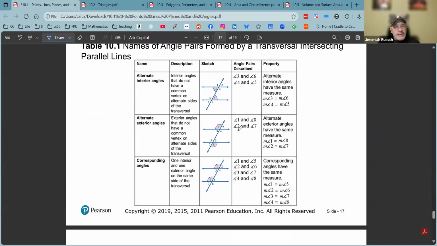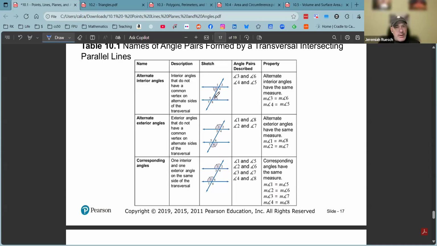This is a lot of stuff at once, but it's helpful to think of the pictures. Alternate interior: alternate means they're flipping and flopping. So angle 3 here is the same as angle 6. Those are alternate interior angles, and they're congruent, which means they're the same. Likewise, alternate exterior angles are congruent. And then corresponding angles are also congruent. So those three relationships are really important.